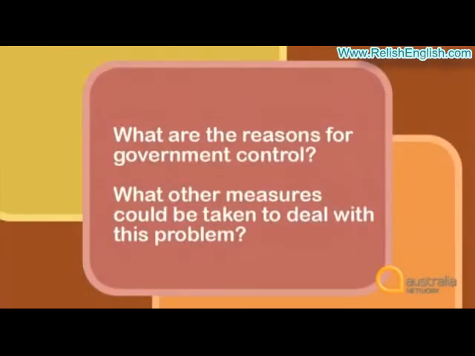The question task can be more direct, like this. What are the reasons for government control? What other measures could be taken to deal with this problem? You should give reasons why governments need to control the internet and then suggest what else could be done to protect children. This task tests how well you can identify causes and suggest solutions.